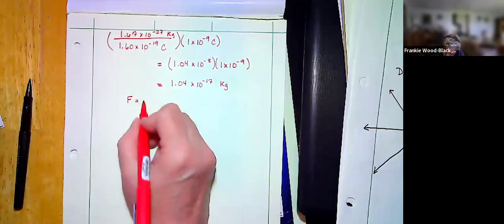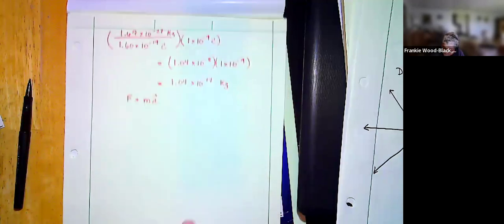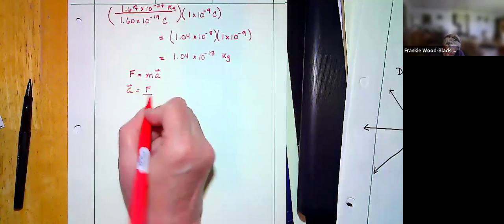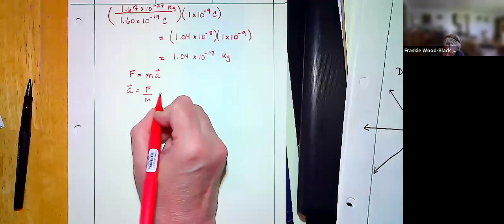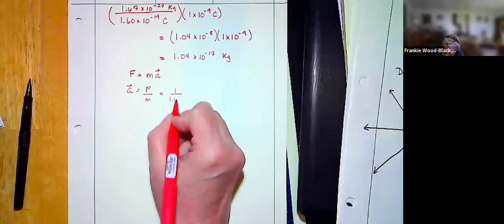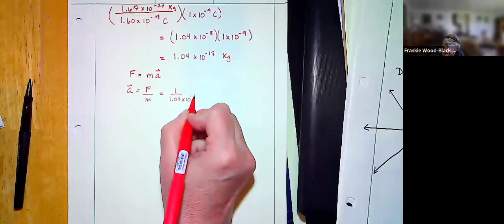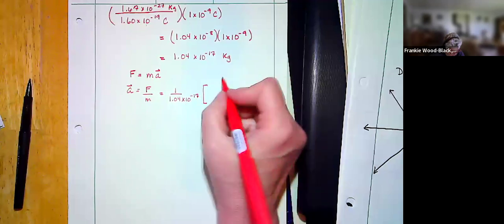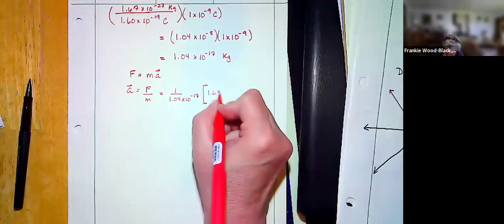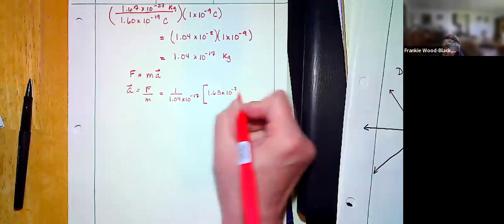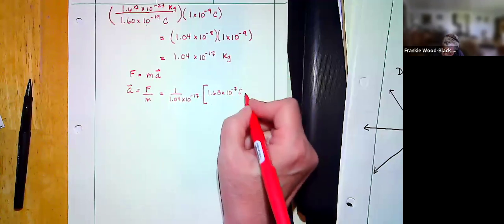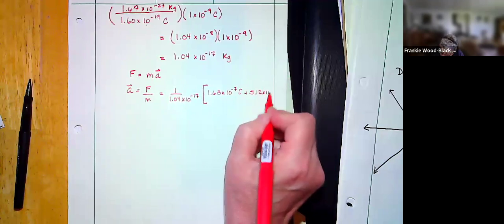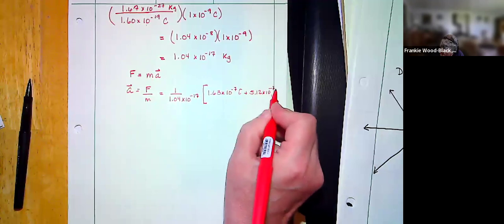Force is equal to mass times acceleration. So my acceleration is going to equal my force divided by my mass, which is going to equal 1 over 1.04 times 10 to the minus 17. And we calculated our force to be 1.63 times 10 to the minus 7 in the I direction plus 5.12 times 10 to the minus 7 in the J direction.